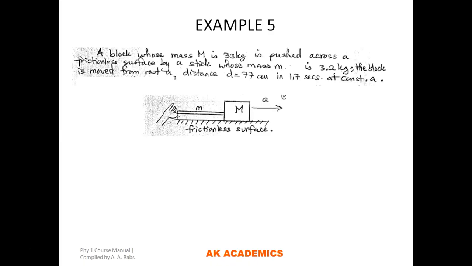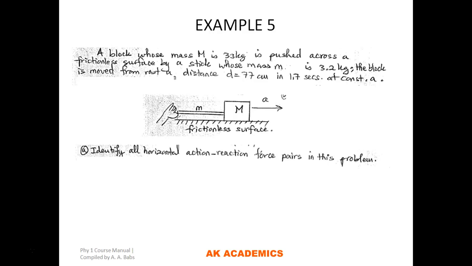Force and motion, general physics. A block whose mass, capital M, is 33 kg is pushed across a frictionless surface by a stick whose mass, small m, is 3.2 kg. The block is moved from rest a distance d equals 77 centimeters in 1.7 seconds at a constant acceleration a. The first question says: identify the horizontal action-reaction force pairs in this problem.